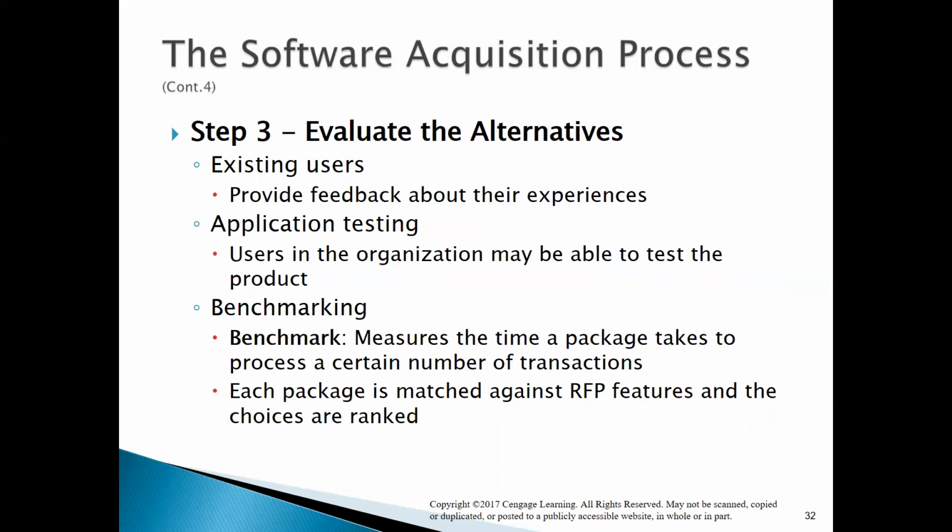Step 3, evaluate alternatives. Let's say you have 3 different vendors. How do you evaluate? You can look at existing users providing feedback about their experiences, which comes in terms of reviews. Application testing: you can test applications yourself and see whether they meet your needs or wants. The other one is benchmarking, which measures the time a package takes to process a certain number of transactions. Each package is matched against request for proposal features and the choices are ranked, just like the table that you've done.